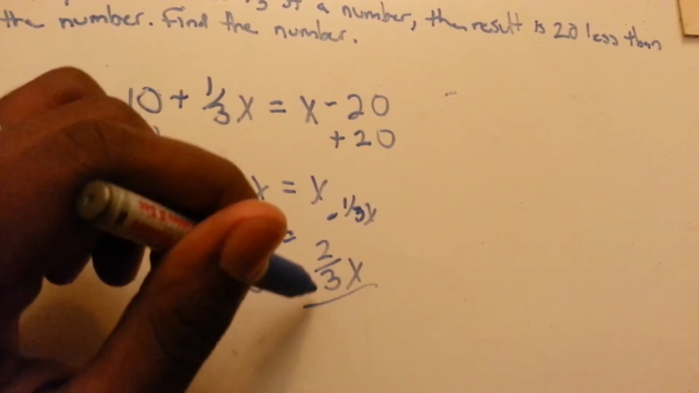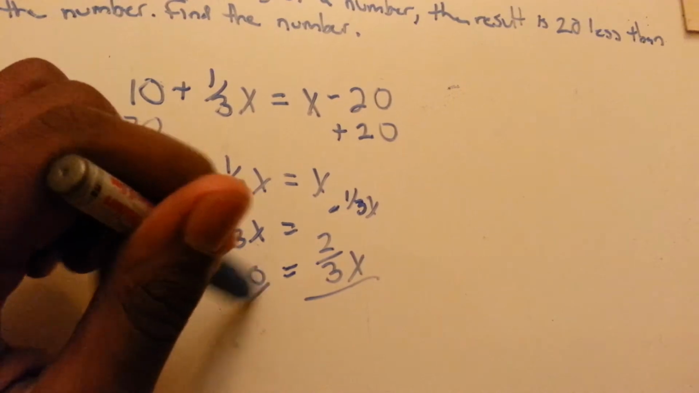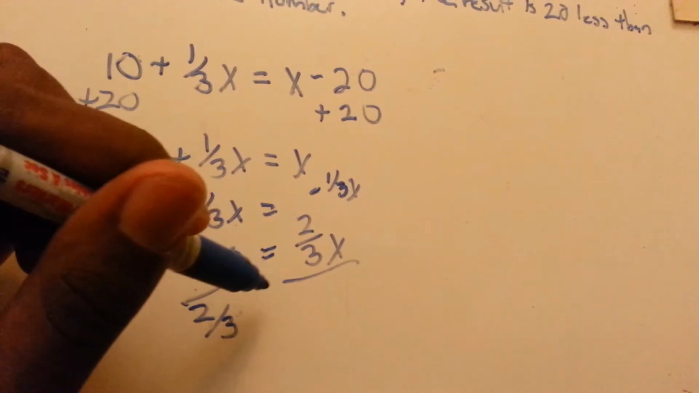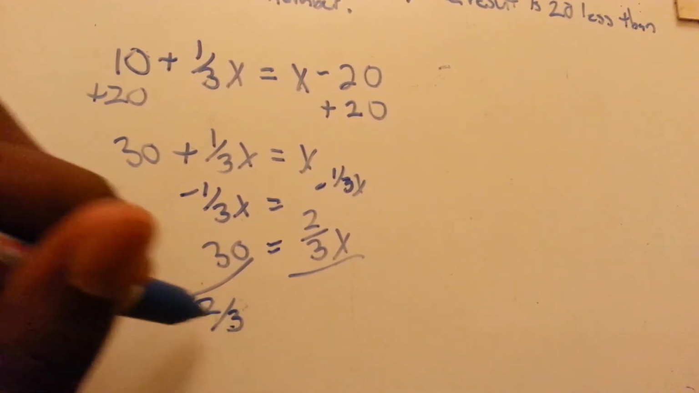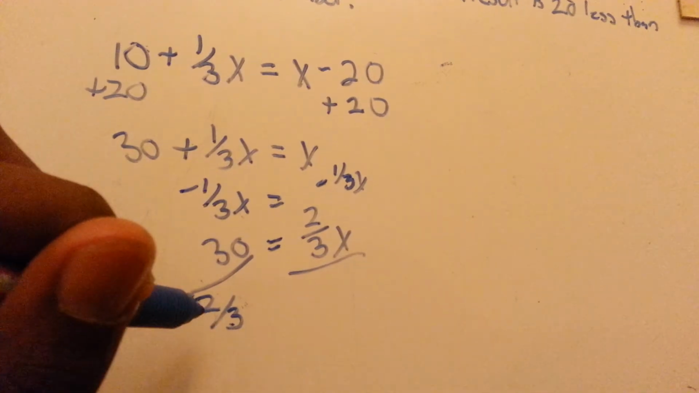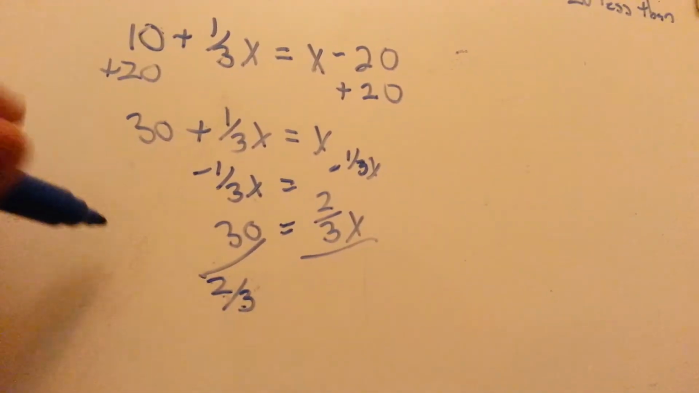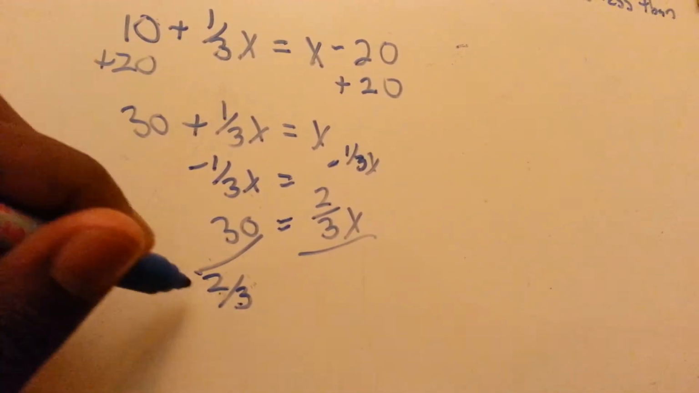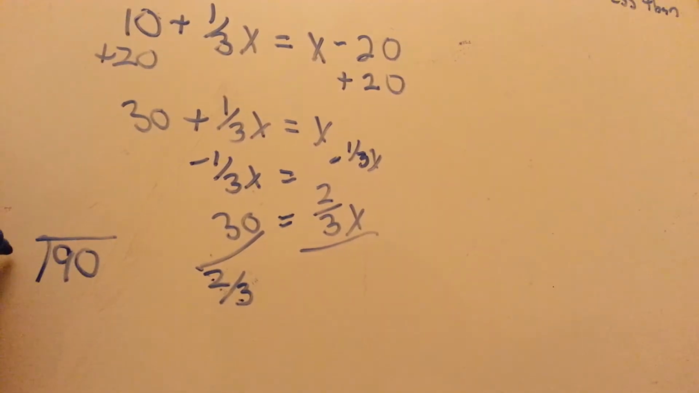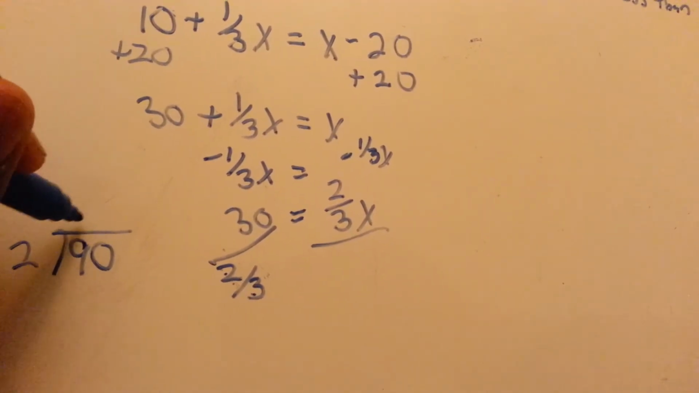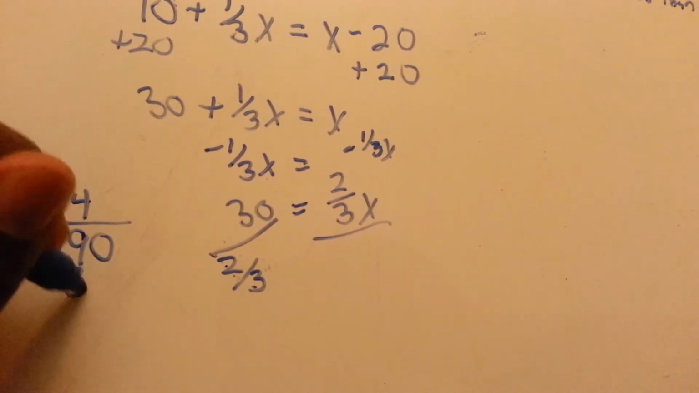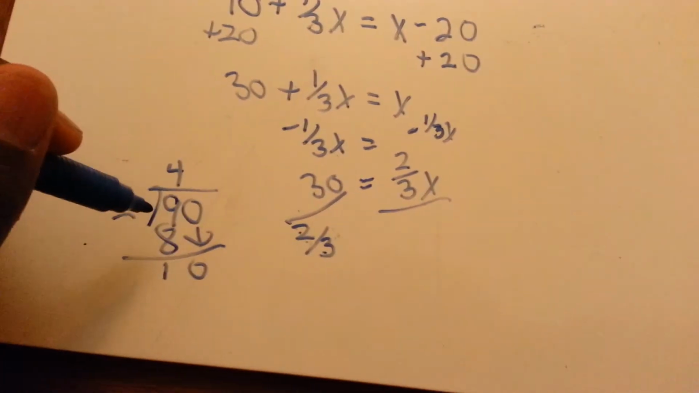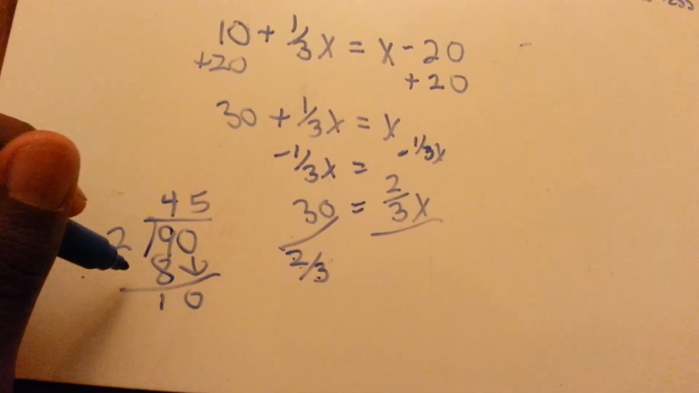Divide by 2/3. 30 divided by 2/3. If you don't know what that is, like we did with the other problem, you can multiply it by the denominator and then divide by the numerator. So we'll do it that way again. So 30 times 3 is 90, and then divided by 2: 2 goes into 9 4 times, 8, and 1 left over, bring down the 0. 2 goes into 10 5 times, 45.